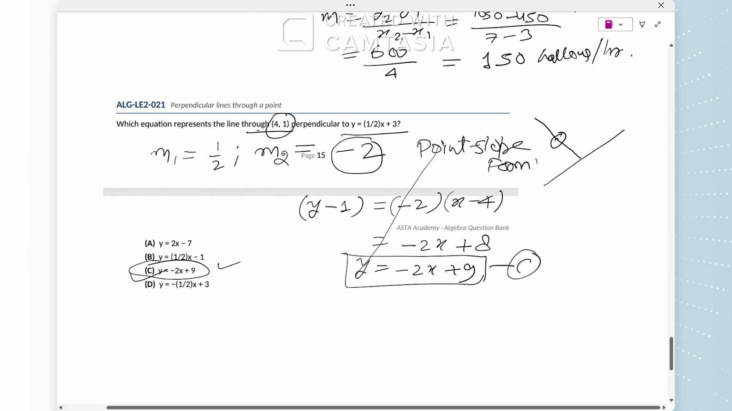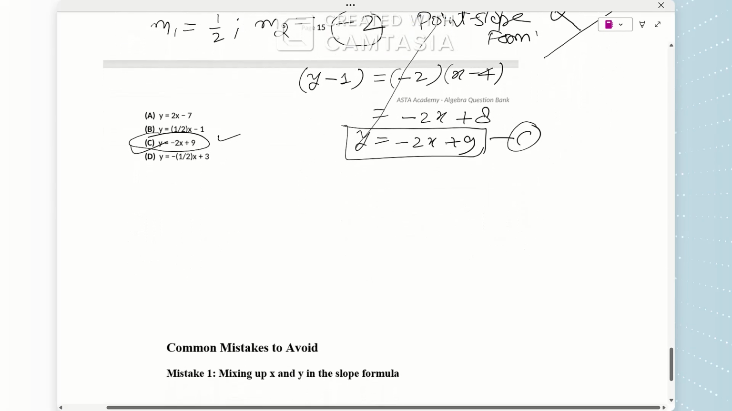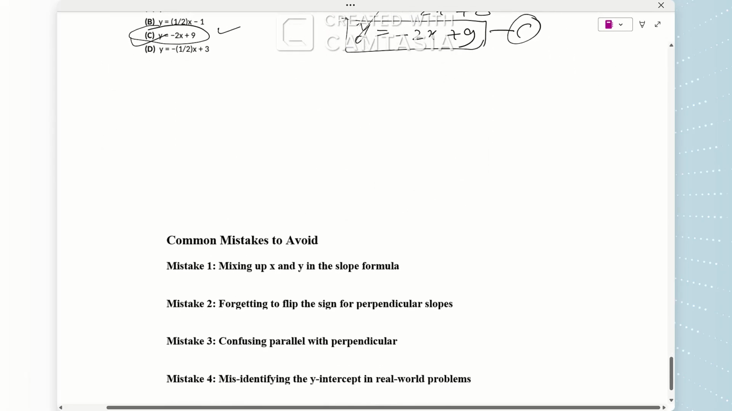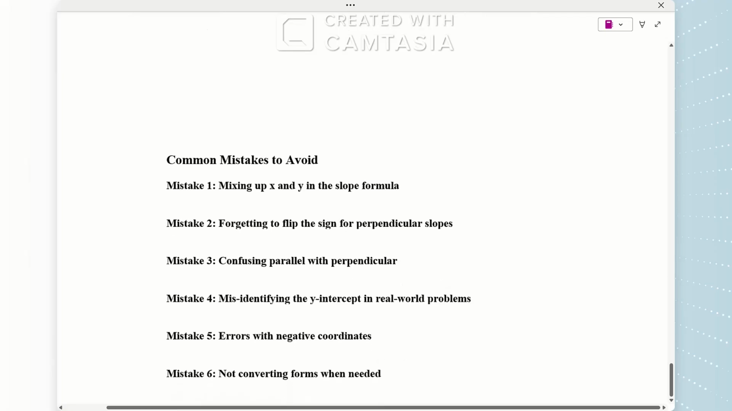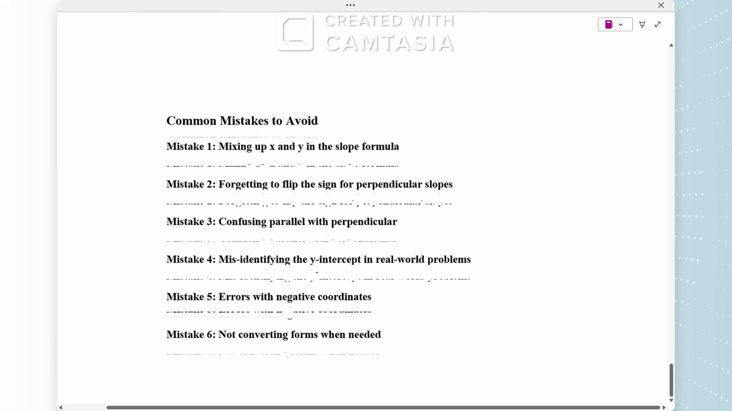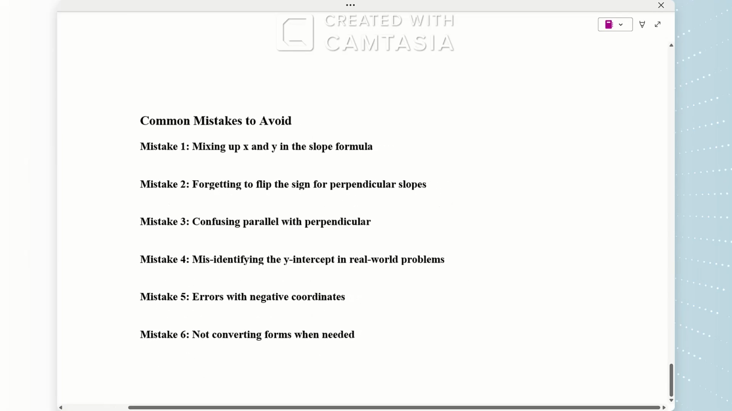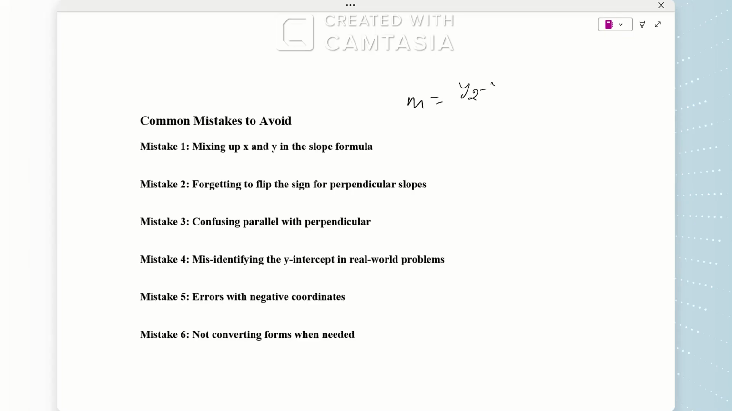All right. Now, what I would like to do is stress certain common mistakes that many students make on the SAT and how we can avoid those. Let us look at those. Number one, mixing up x and y in the slope formula. Remember, what is the slope formula? It is y2 minus y1 over x2 minus x1.